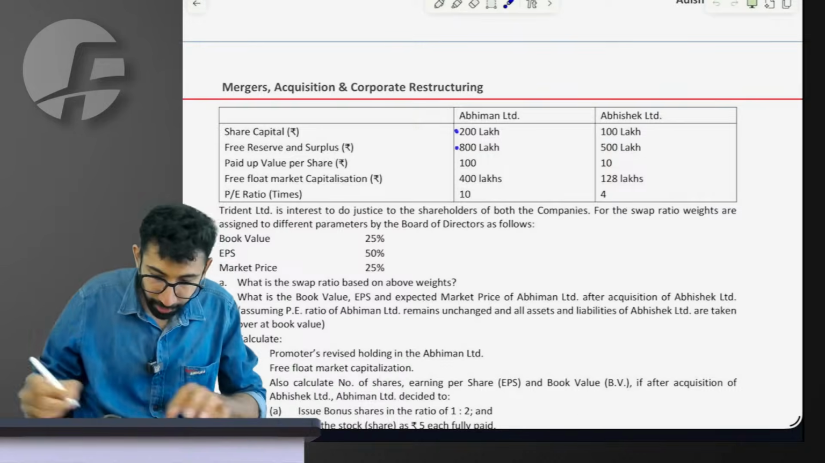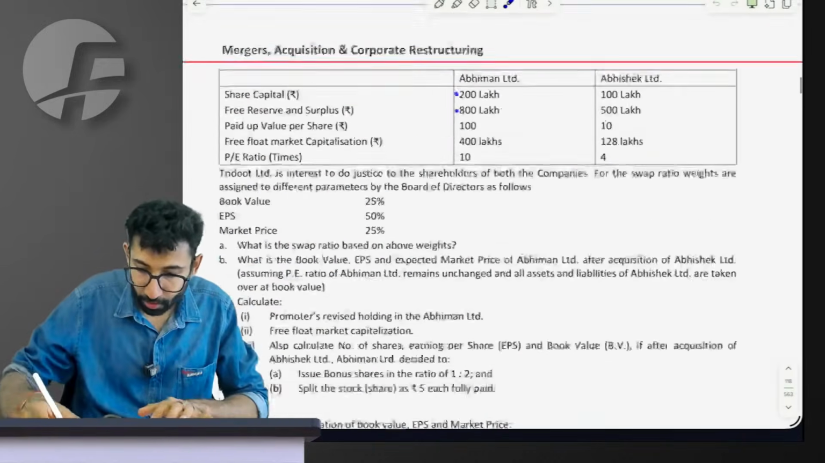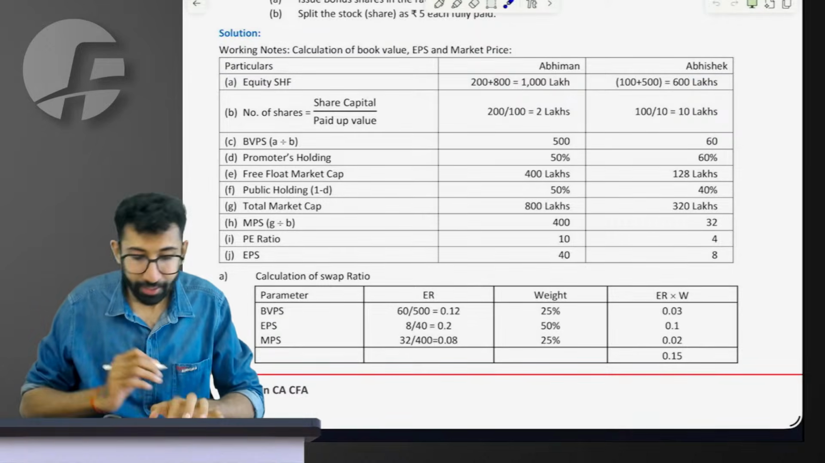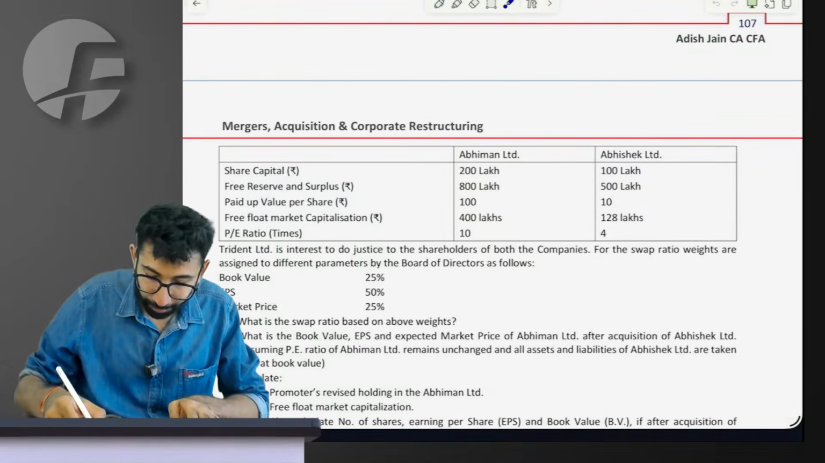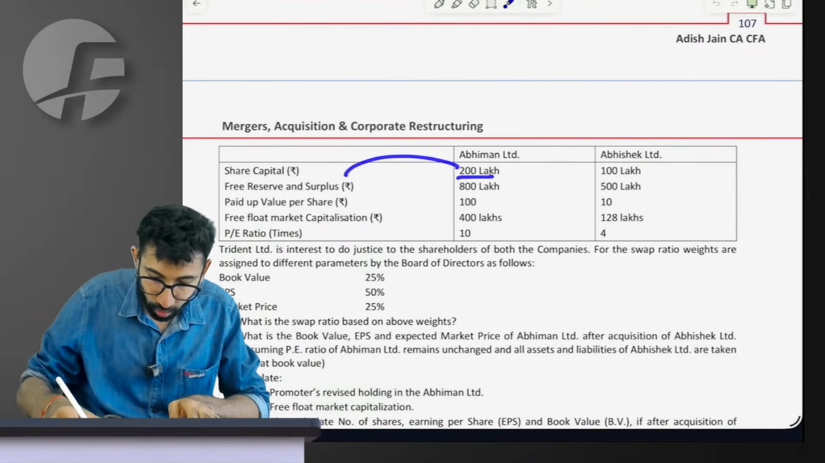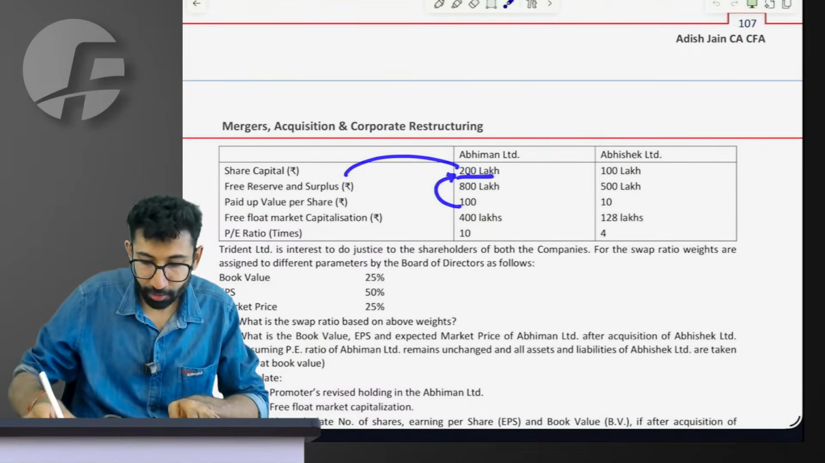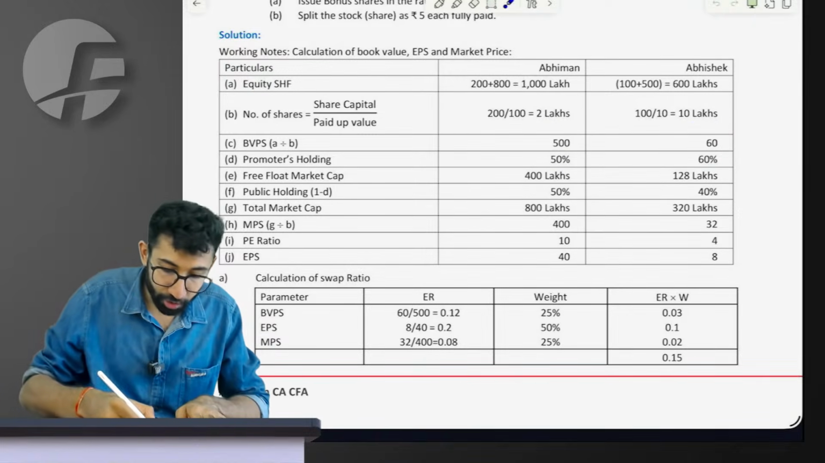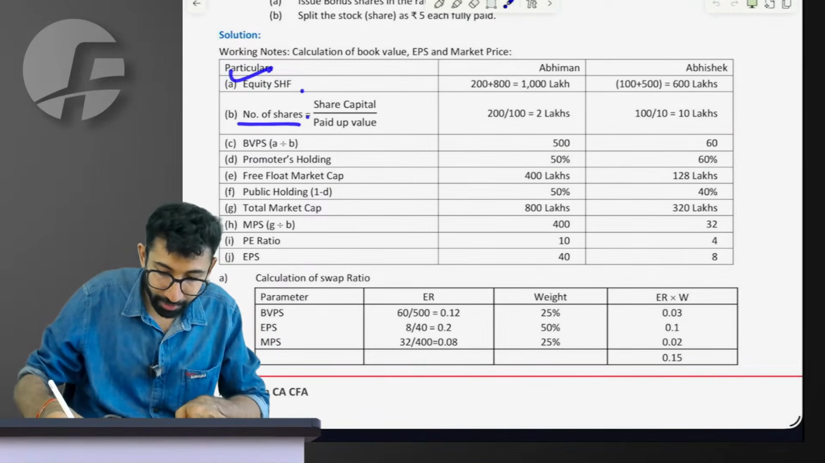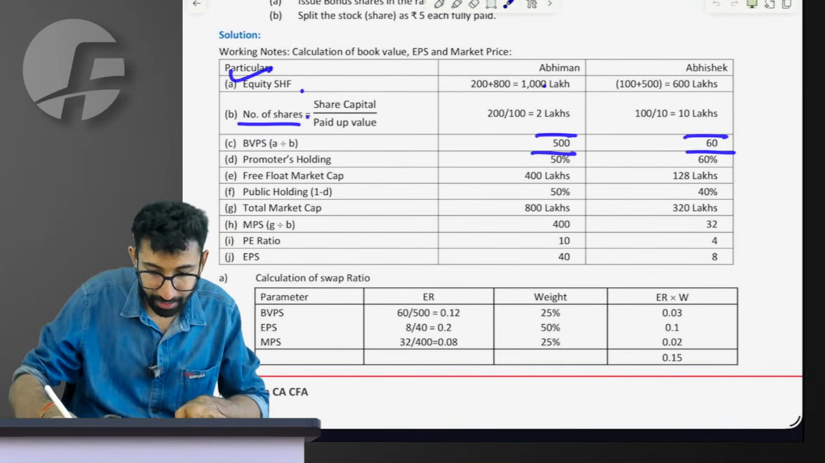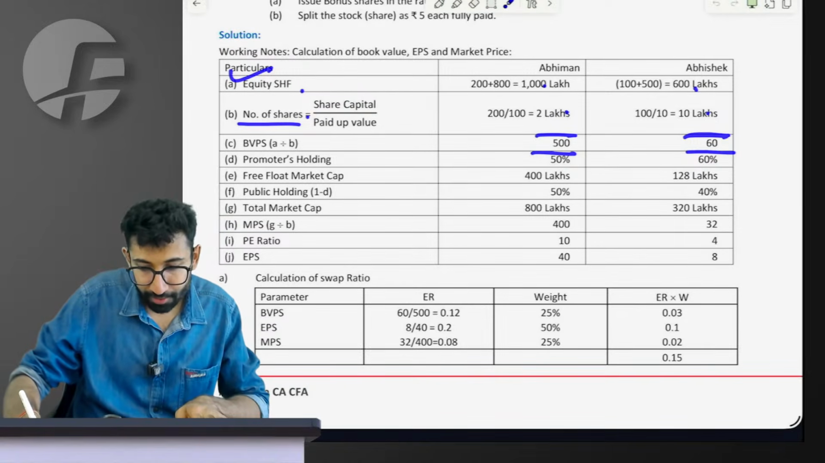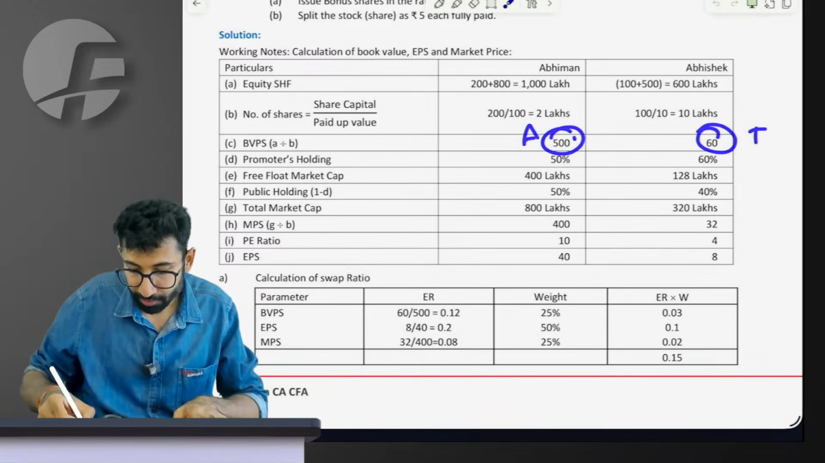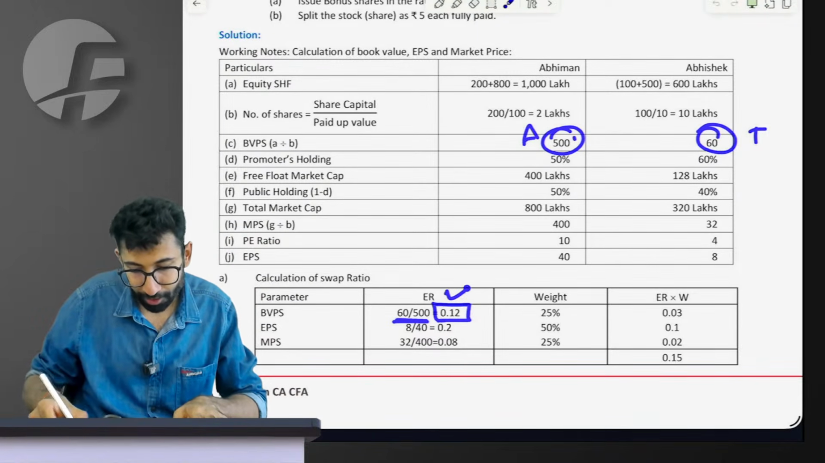Sir, 200 plus 800 gives me 1000 as the equity shareholder fund, and 100 plus 500 gives me 600 as the equity shareholder fund, right? Dividing it by the number of shares. If the share capital is 200 and the per share value is 100, the number of shares is 2 lakhs and 10 lakhs respectively. So equity shareholder fund divided by the number of shares gives book value per share as 1000 divided by 2 is 500, and 600 divided by 10 is 60. So the exchange ratio based on that is target divided by acquirer, 60 divided by 500, which is 0.12.